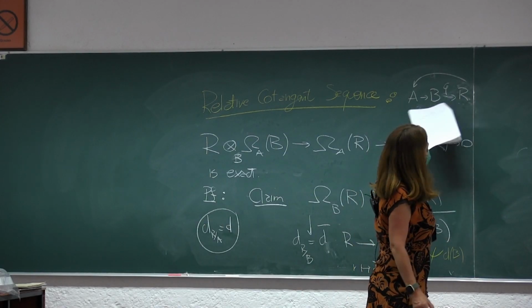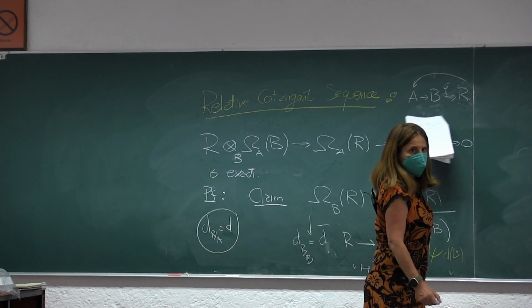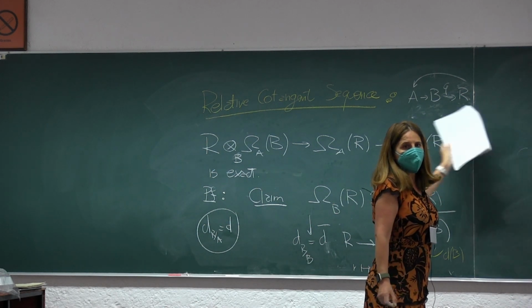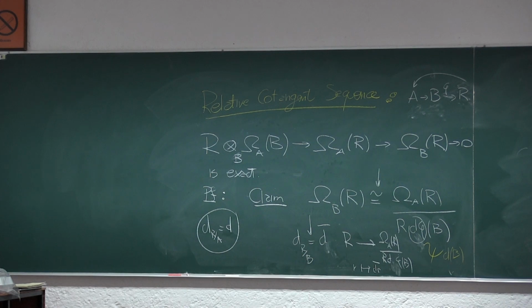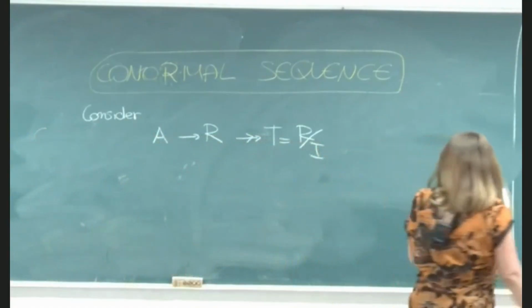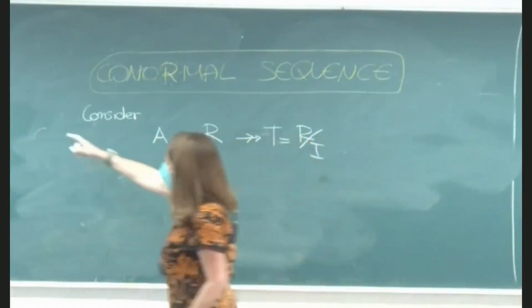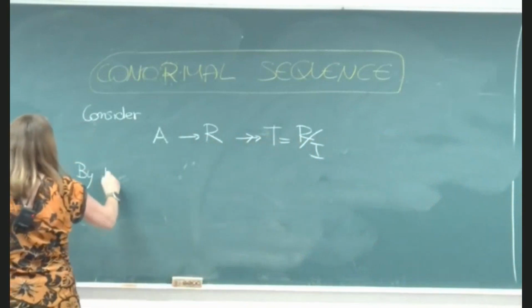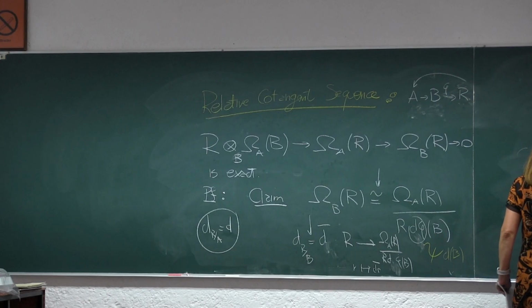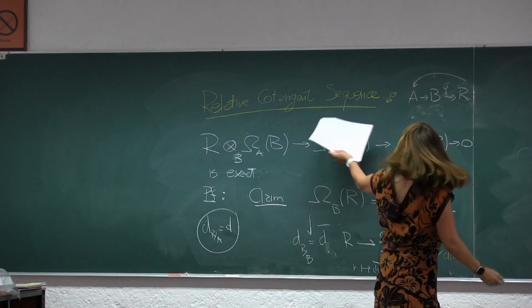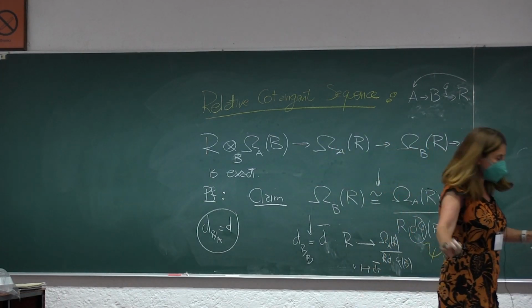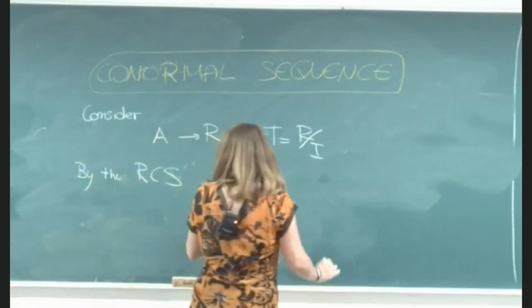So these are the ones you have here. Remember the different role now of the letters, just to confuse you. Okay? So now, by the relative cotangent sequence, RCS, let's just take the initial part. What do we get right away?